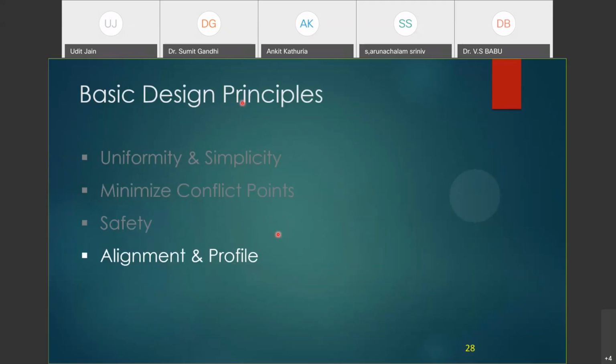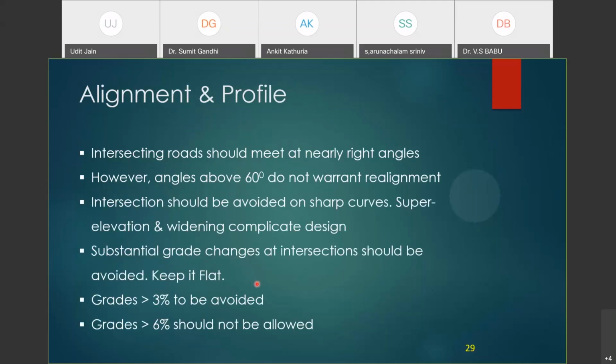Then the fourth design principle is alignment and profile. In alignment and profile, the intersecting roads should ideally meet at right angles. The angles above 60 degrees do not warrant realignment. So if it is up to an angle of 60 degrees, we say it's acceptable. But if the angle of intersection goes below 60 degrees, then we always say that you realign the intersection to make sure that the intersecting angle is between 60 and 90 degrees.